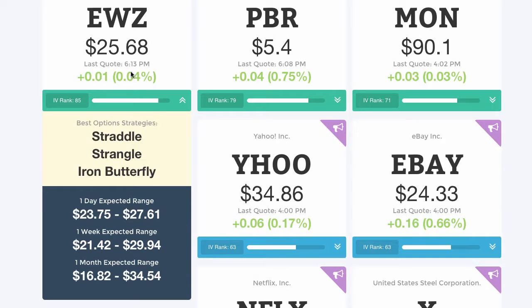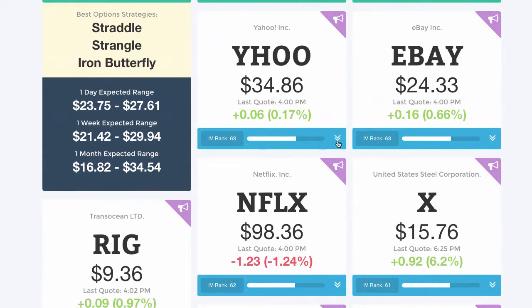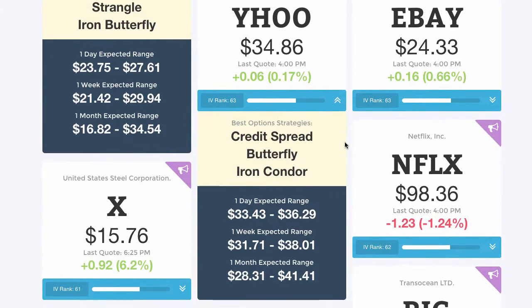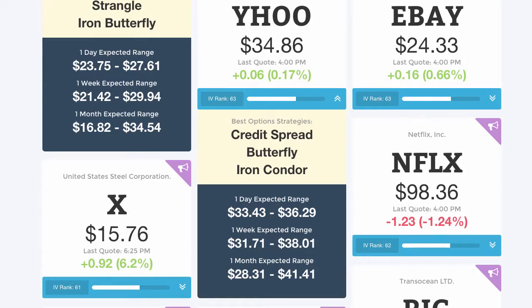So you can see here for EWZ that based on this implied volatility being in the 85th rank, we can basically look to trade straddles, strangles, and iron butterflies, okay? If we were looking at something a little bit different, let's say Yahoo, which has implied volatility in the 63rd rank, you can see that the system automatically recognizes that and suggests that you should trade either credit spreads, butterflies, or iron condors in this case, okay?